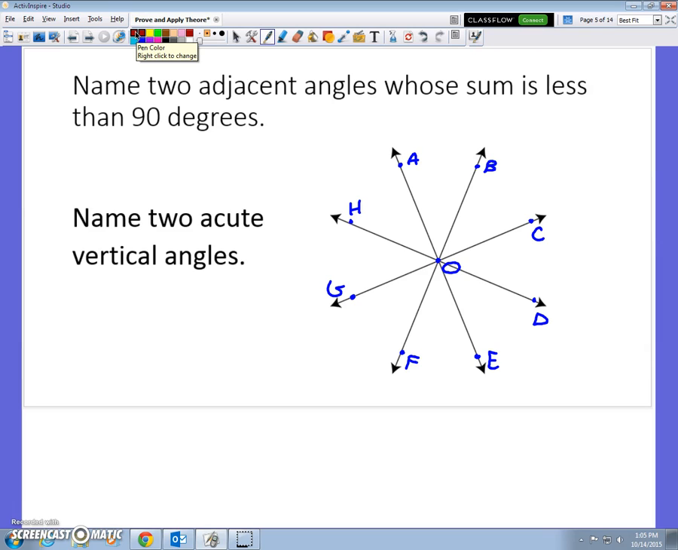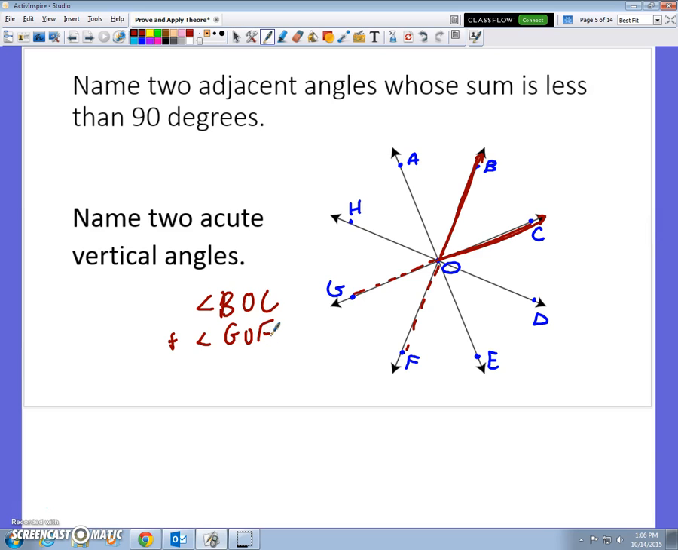So two acute vertical angles. If I'm looking at an acute angle like this one right here, this is my acute angle, angle BOC. It's less than 90 degrees just by the eyeball test. Its vertical angle would be right here, and it's also equal to it. Angle BOC and angle GOF. Those are vertical angles that are also acute.